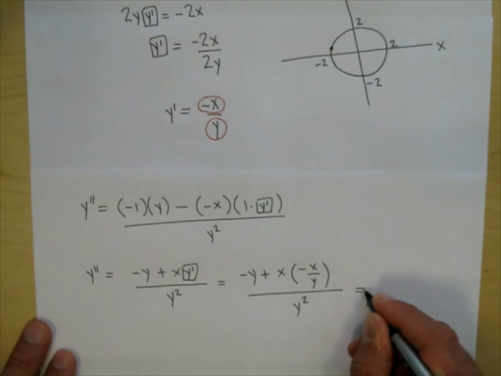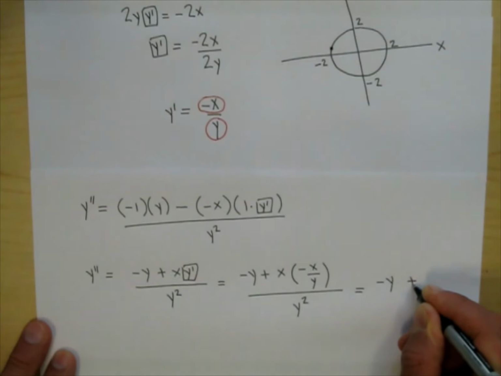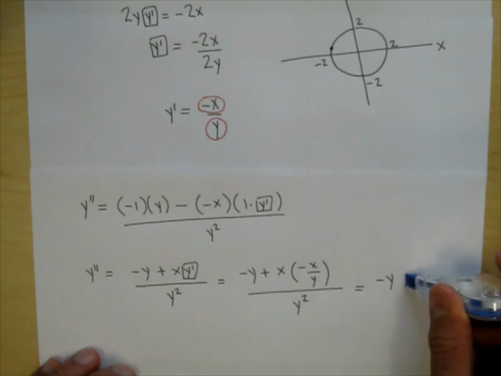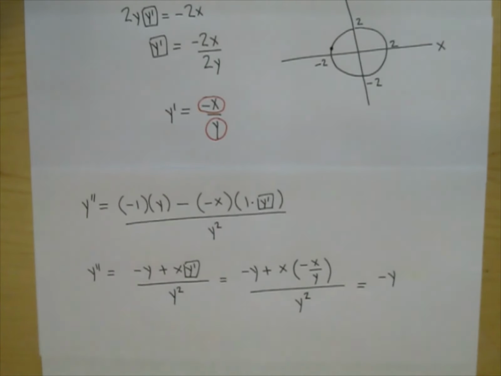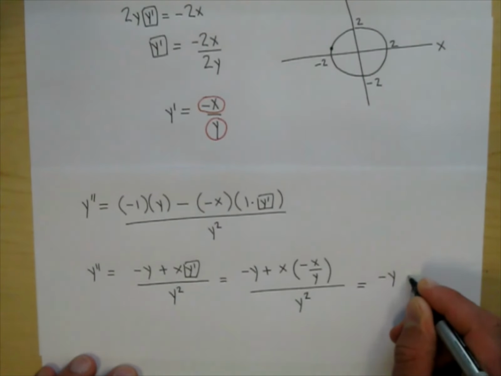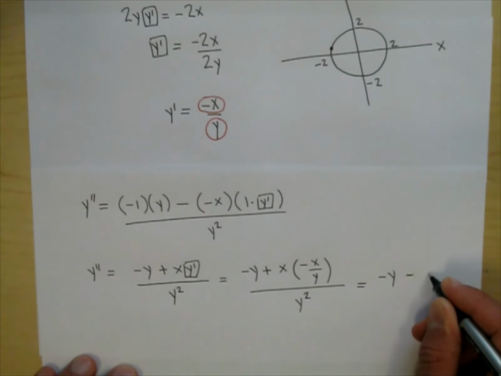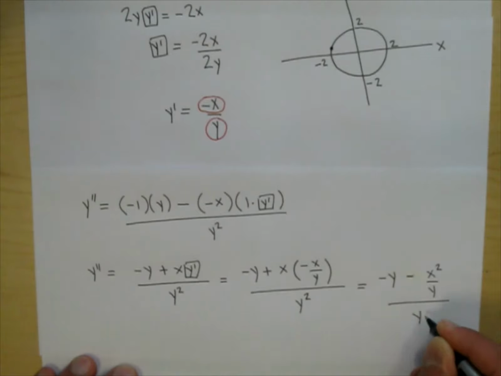So what do we have here? We have negative y plus, not plus, negative y minus x squared over y, all over y squared.